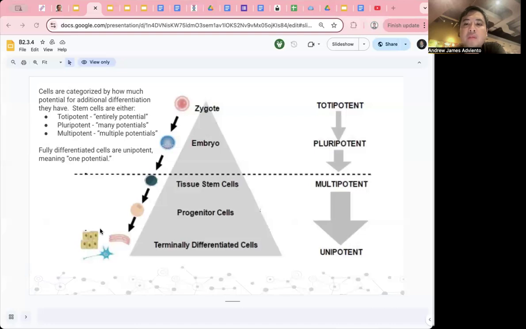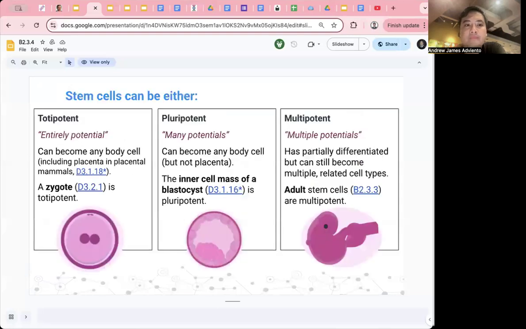Lastly, multipotent. It can develop into a limited range of cells related to a specific tissue or organ. Example: the hematopoietic stem cells in bone marrow, which can become red blood cells, white blood cells, or platelets. Okay, so in this slide, you will see the summary of their differences.